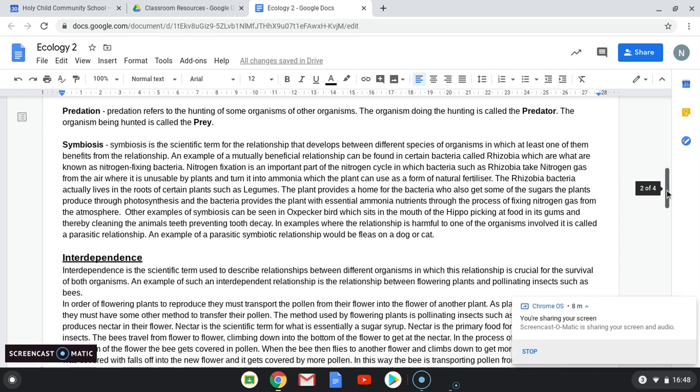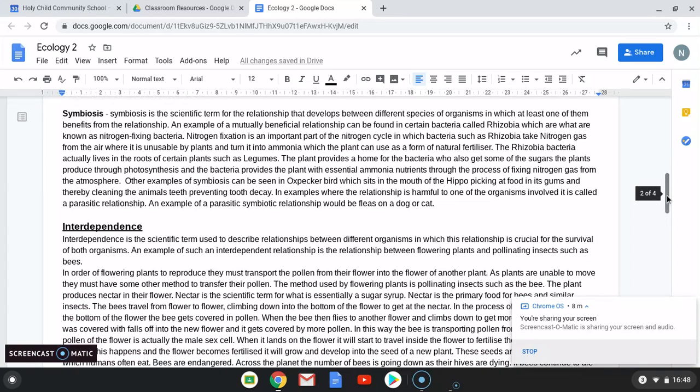Next, we get to symbiosis. All right. Now, symbiosis was not discussed in the previous handout. We're discussing it now. It is the scientific term for a relationship that develops between different species of organisms in which at least one of those organisms benefits from the relationship.